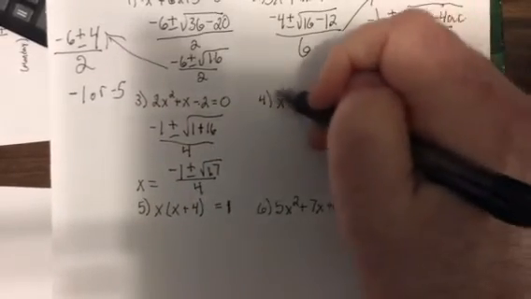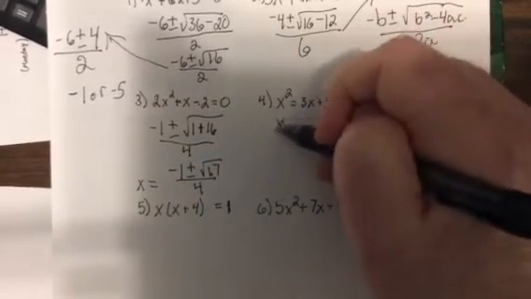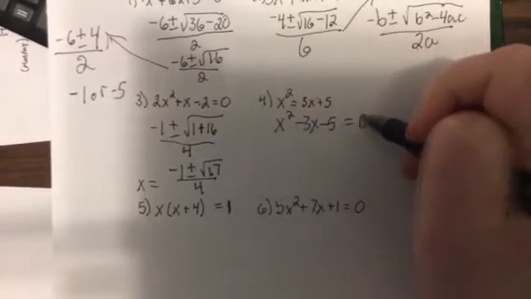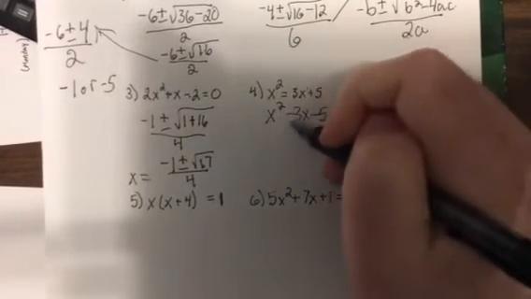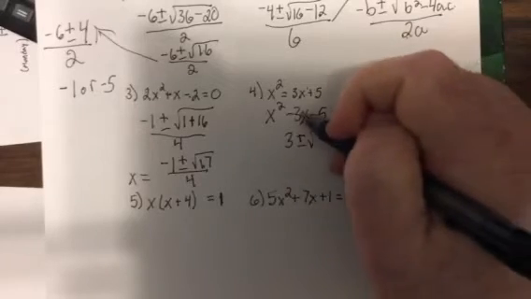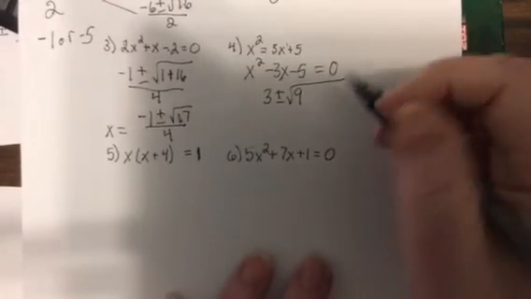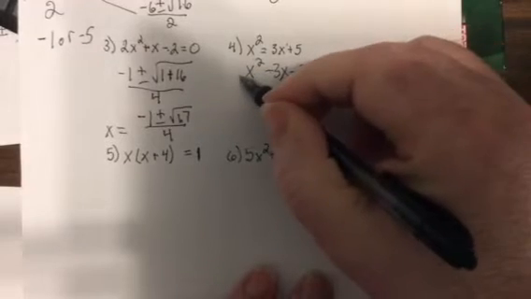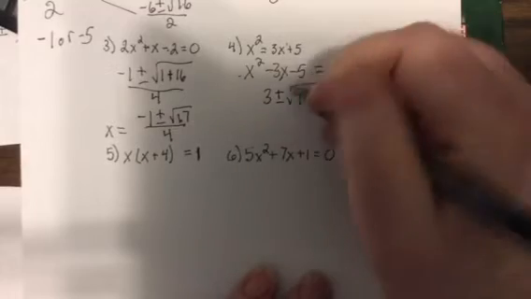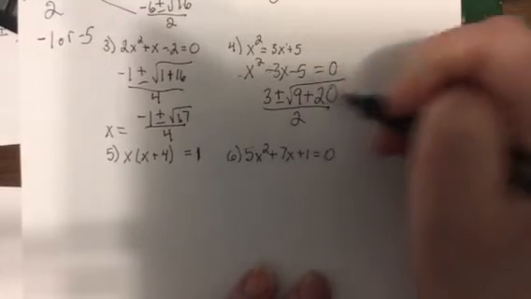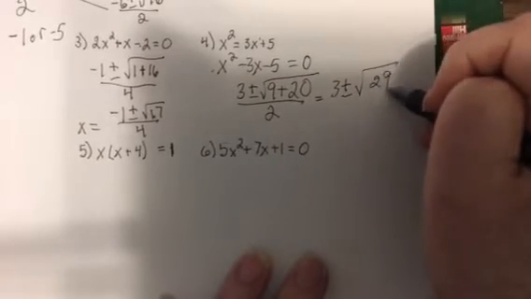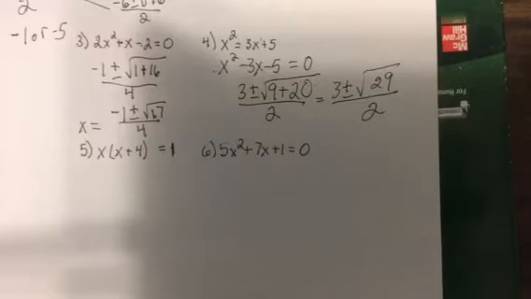We've got to get everything to one side to use the quadratic formula. So I'm going to subtract the 3x and subtract the 5 from both sides. I kind of did two steps there. The opposite of negative 3 is 3, plus or minus the square root of b squared, which would be 9, minus 4ac, which would be minus negative 20, all over 2a. So it'd be 3 plus or minus the square root of 29, over 2. And you can't do anything with the square root of 29.